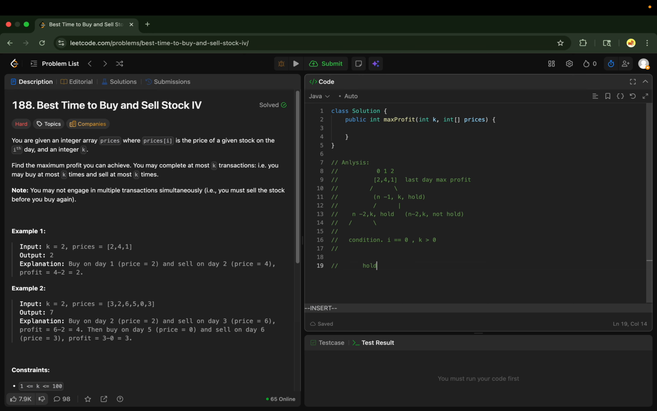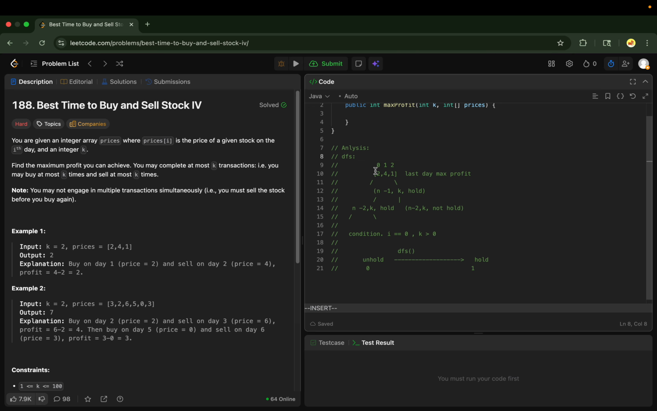We can write this code like the current node is on hold, and we translate the states into hold. Not hold means 0, hold means 1. So how could we get not hold, right? We can use DFS to do this problem. I already mentioned the high-level idea is to use DFS, because we can separate a large problem into small ones.